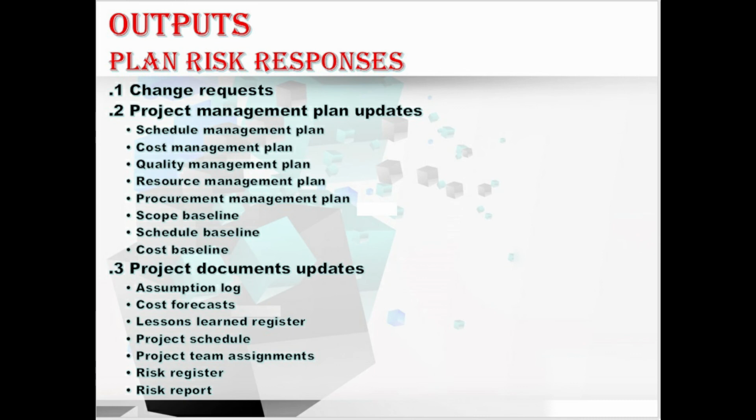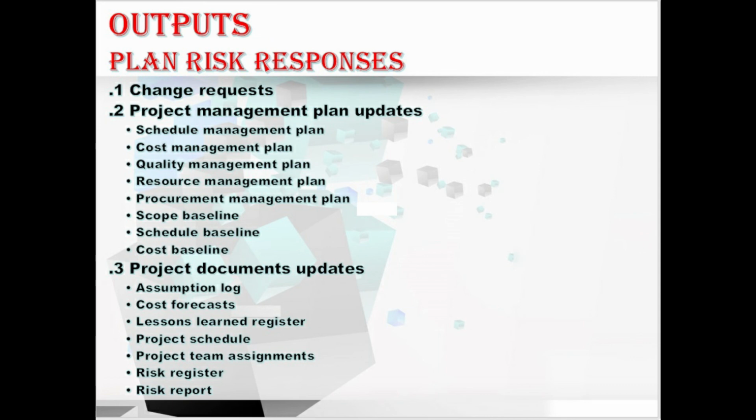Moving to the next output, we have project document updates, which consist of the assumption log, cost forecast, lessons learned register, project schedule, project team assignments, risk register, and risk report. Let me explain one by one. First, the assumption log. During the plan risk responses process, new assumptions may be made, new constraints may be identified, and existing assumptions or constraints may be revisited and changed. So all this new information is updated in the assumption log.